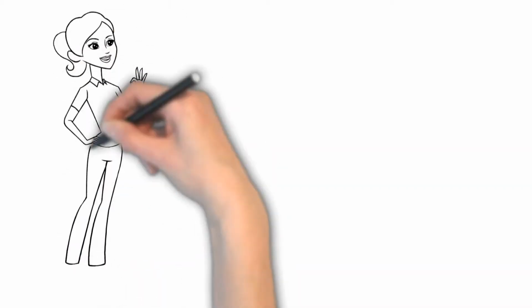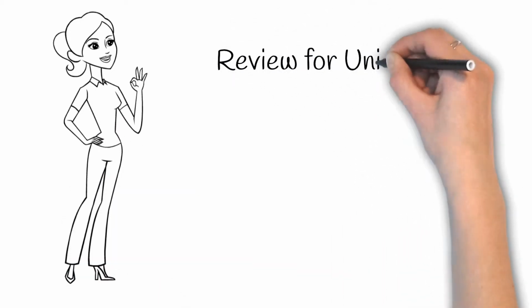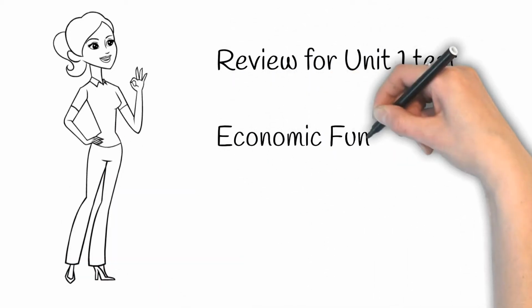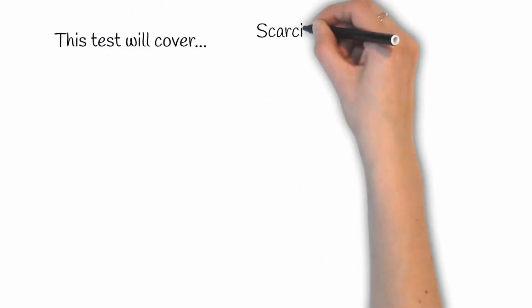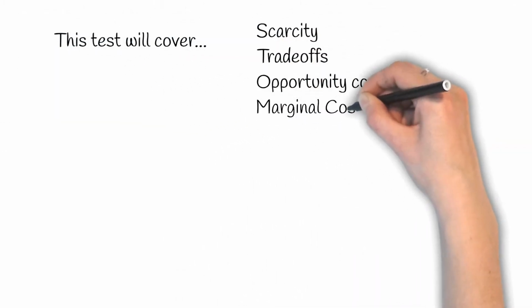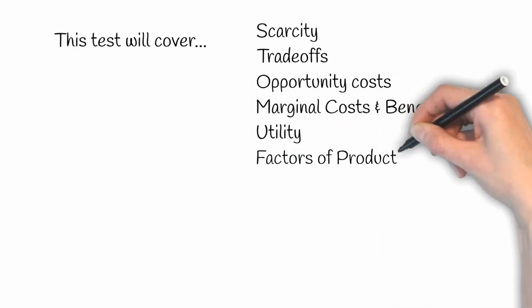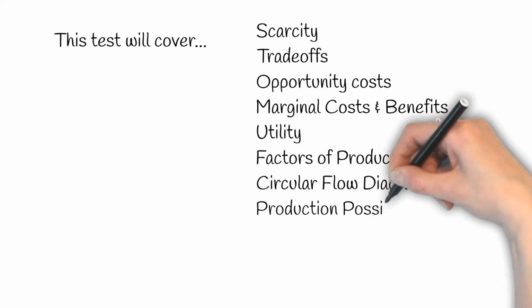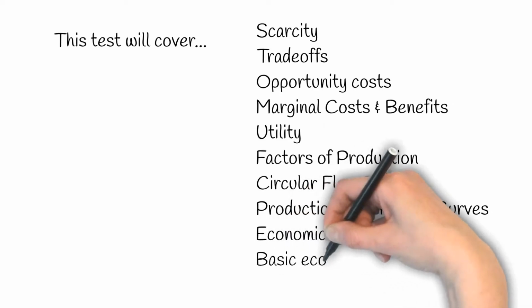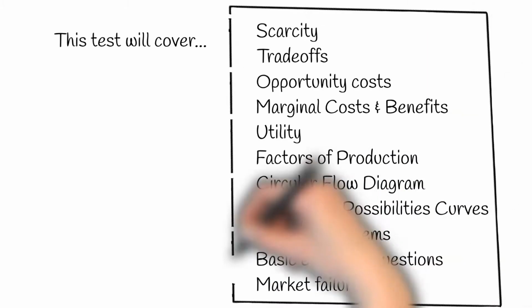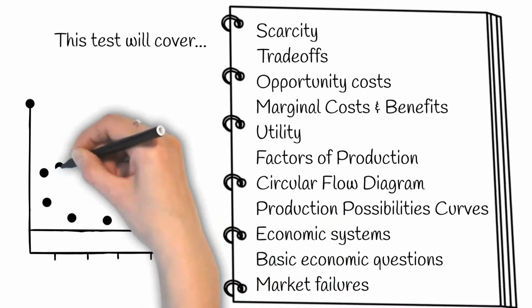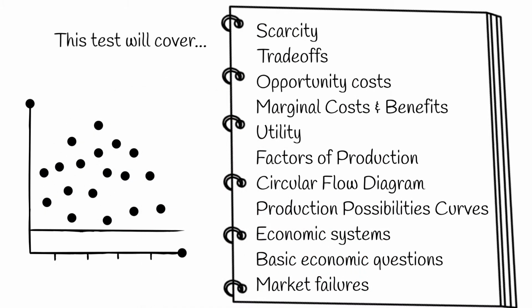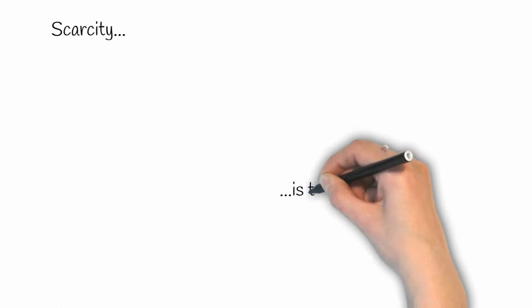Today, we're going to review for the first test in economics over economic fundamentals. This test is going to cover scarcity, trade-offs, opportunity costs, marginal costs and benefits, utility, factors of production, circular flow diagram, the production possibilities curves, economic systems, basic economic questions, and market failures.